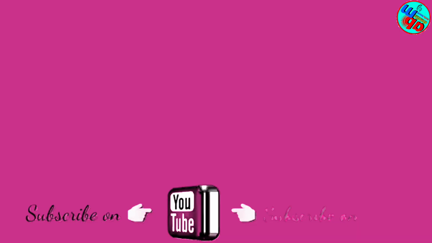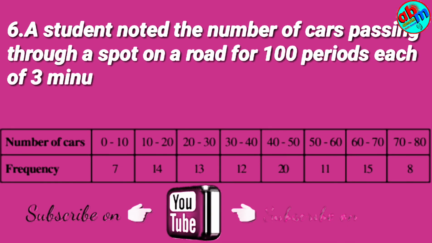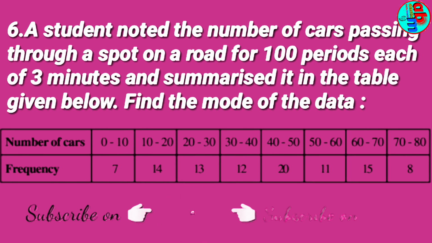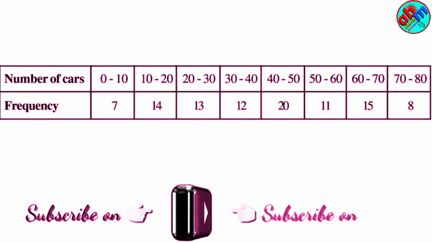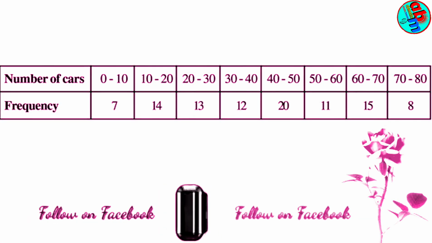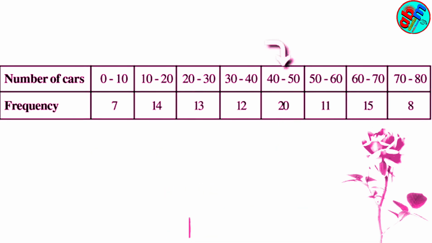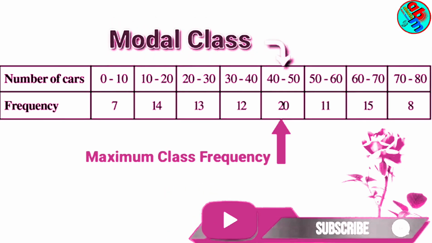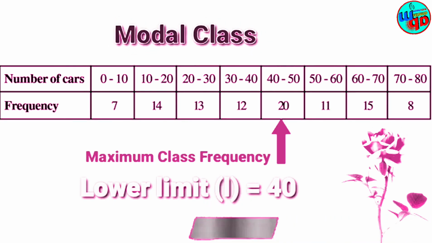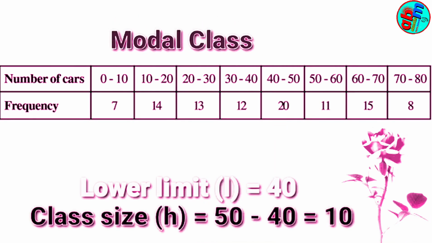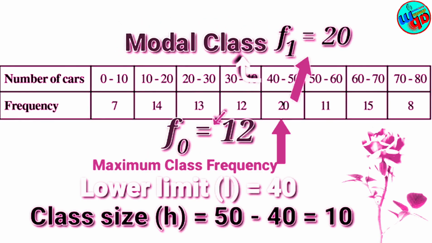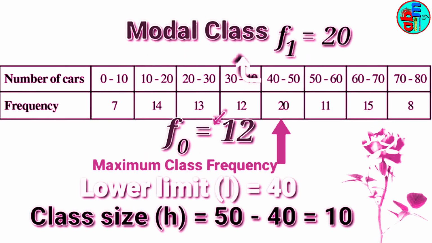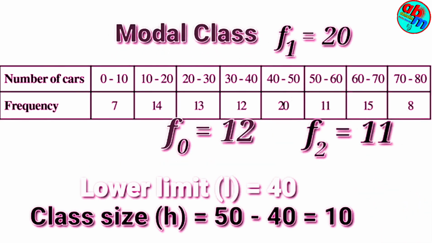Here we have a question that a student noted the number of cars passing through a spot on a road for 100 periods, each of 3 minutes, and summarized it in the table given below. Find the mode of the data. Here from the table we have observed that the maximum class frequency is 20, belonging to the 40 to 50 class interval. So therefore the modal class is 40 to 50. L, the lower limit, is 40 here, and we have class size h as 50 minus 40, which is 10. Frequency of the modal class is 20. Frequency f0 of the class preceding the modal class is 12. Frequency f2 of the class succeeding the modal class is 11. So we solve it using the formula.